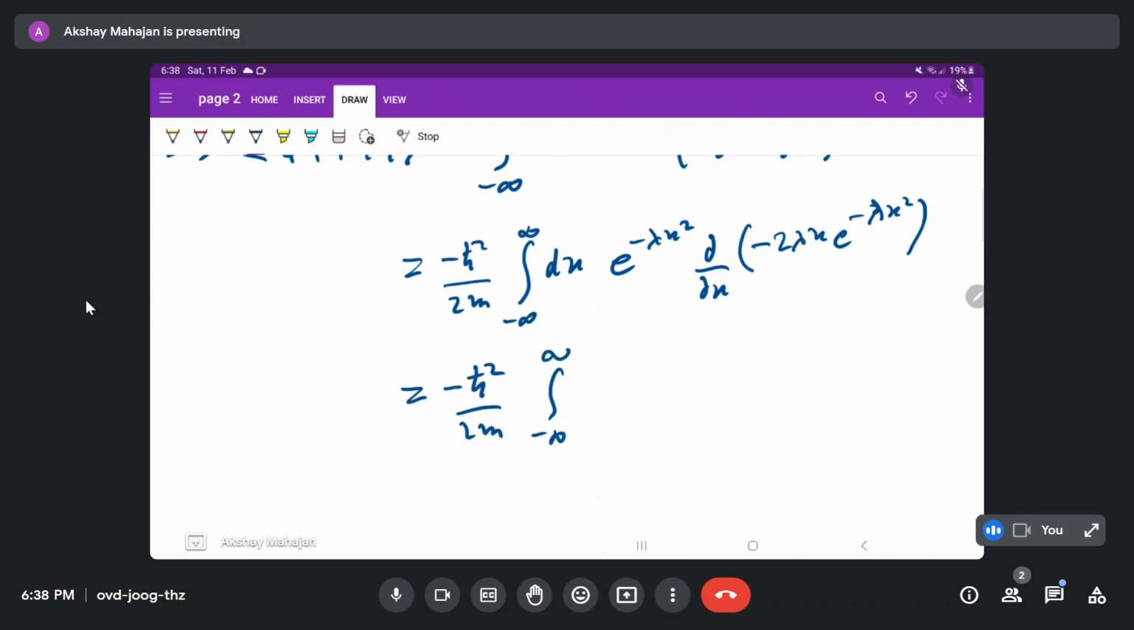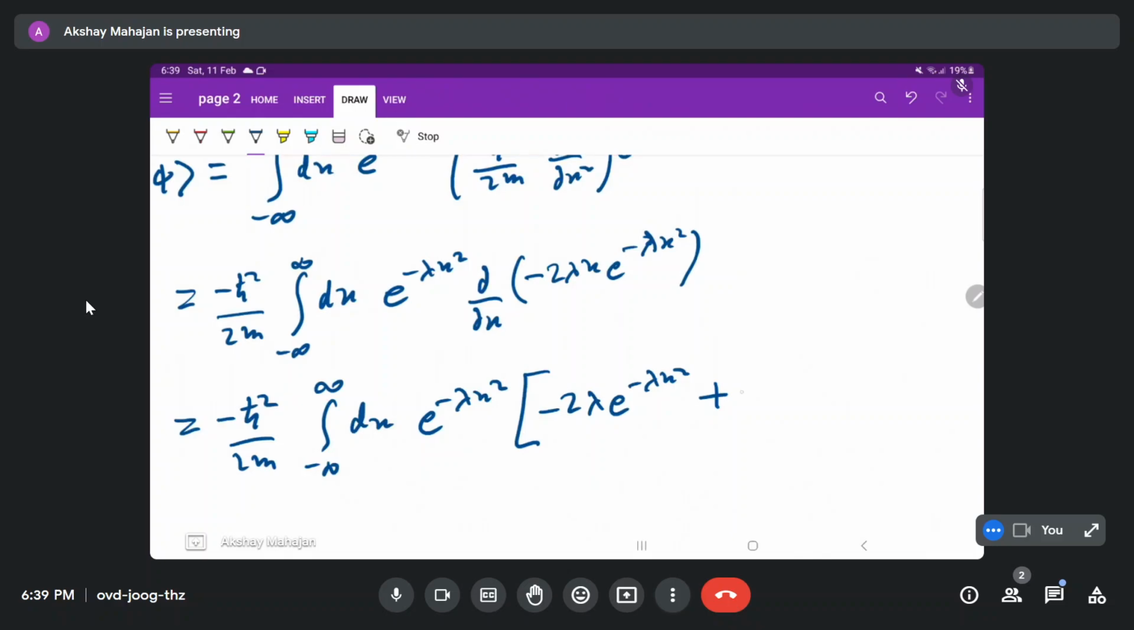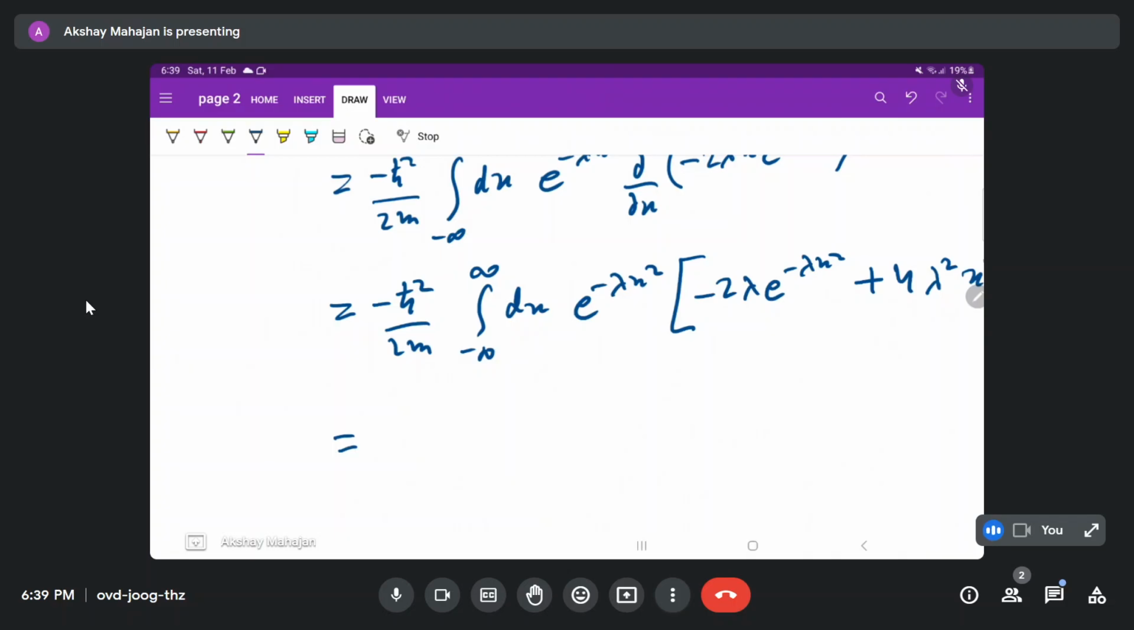So we will have the integral from minus infinity, dx e to the minus lambda x square. Now let us solve this differentiation. Again you differentiate one time, minus 2 lambda e to the minus lambda x square, and then you will have plus 4 lambda square x square e to the minus lambda x square. Alright. Now we will again have some integrals. Let me just write it like this, and you can take minus 2 lambda here, integration from minus infinity to infinity of e to the minus 2 lambda x square dx.